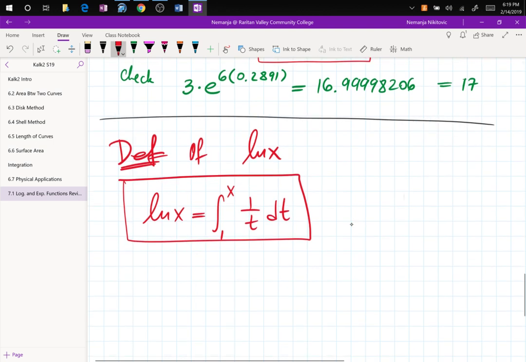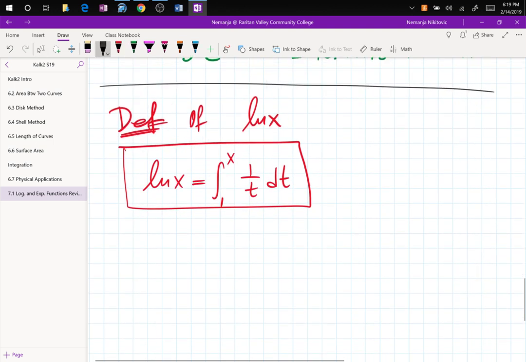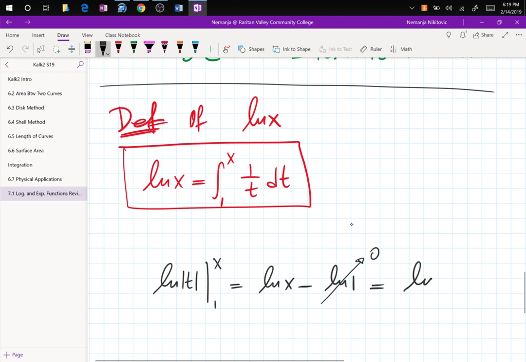We can run a calculation to check this. When you integrate 1 over t, you will get ln absolute t, calculated from 1 to x. And when you plug in values, you get ln x minus ln 1. We said that ln 1 is 0. You'll just get ln x.